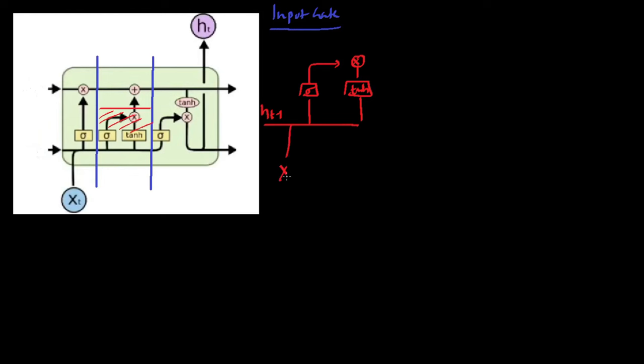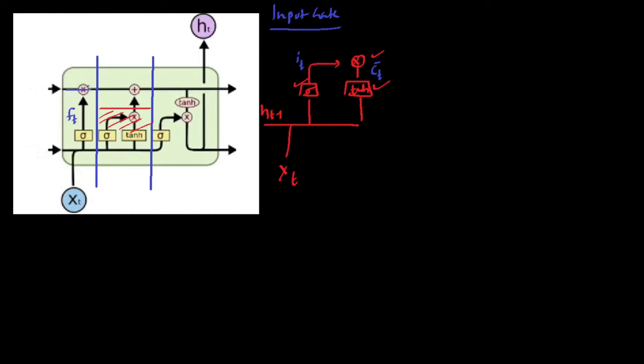And here we have X of T, right? That's the part I'm talking about. We have a sigmoid, we have a tanh, and there is a pointwise operation. Now, you can call this IT. You can call this CT. It's called the candidate cell state. And the previous layer, we know this is FT.